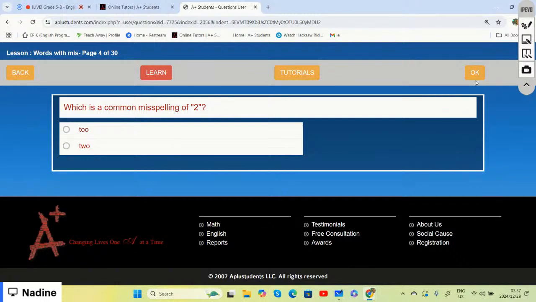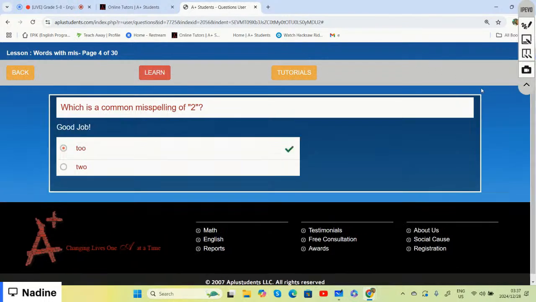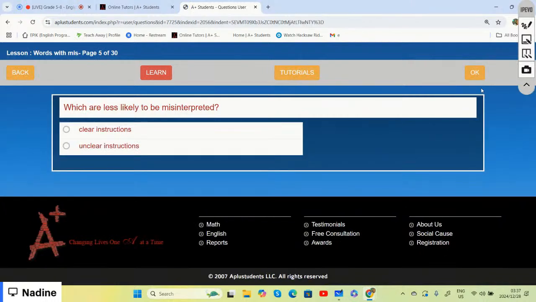All right, and if we were to choose the correct option, then "2," T double O. People usually misspell the number 2 as "too," which is T double O.